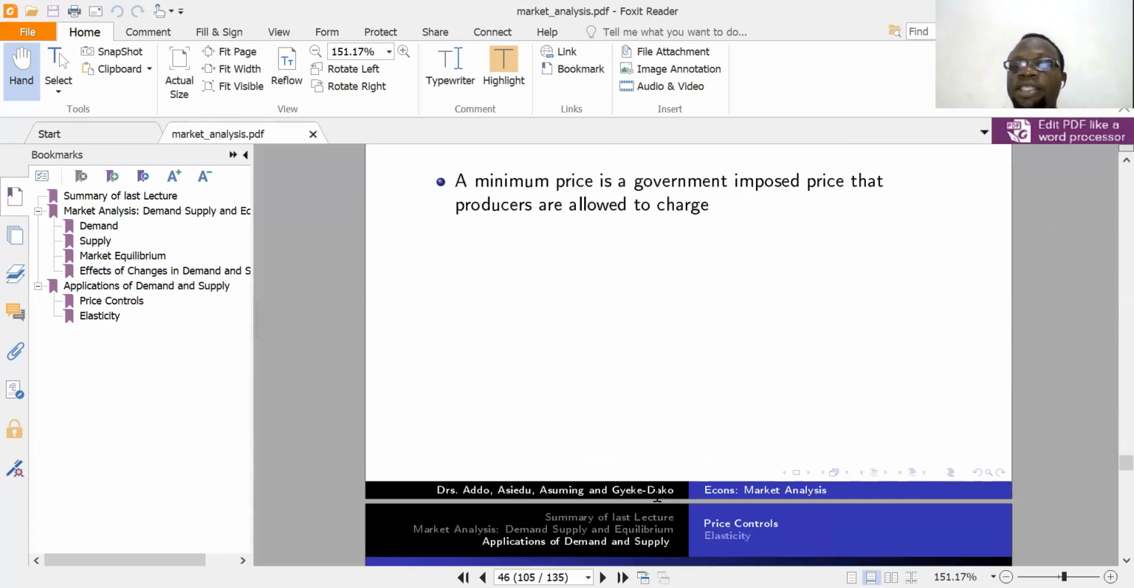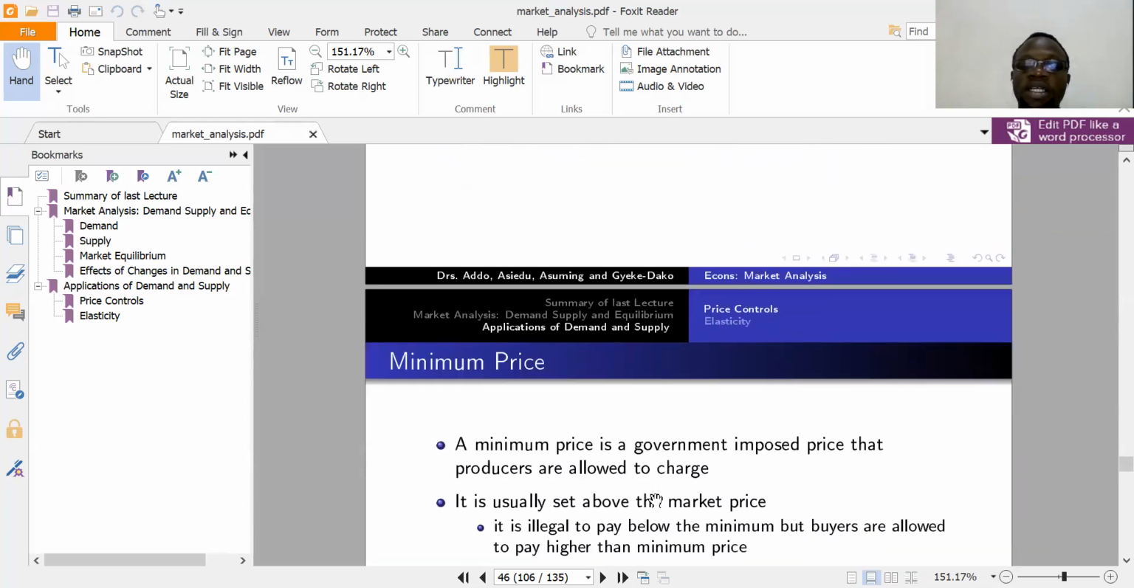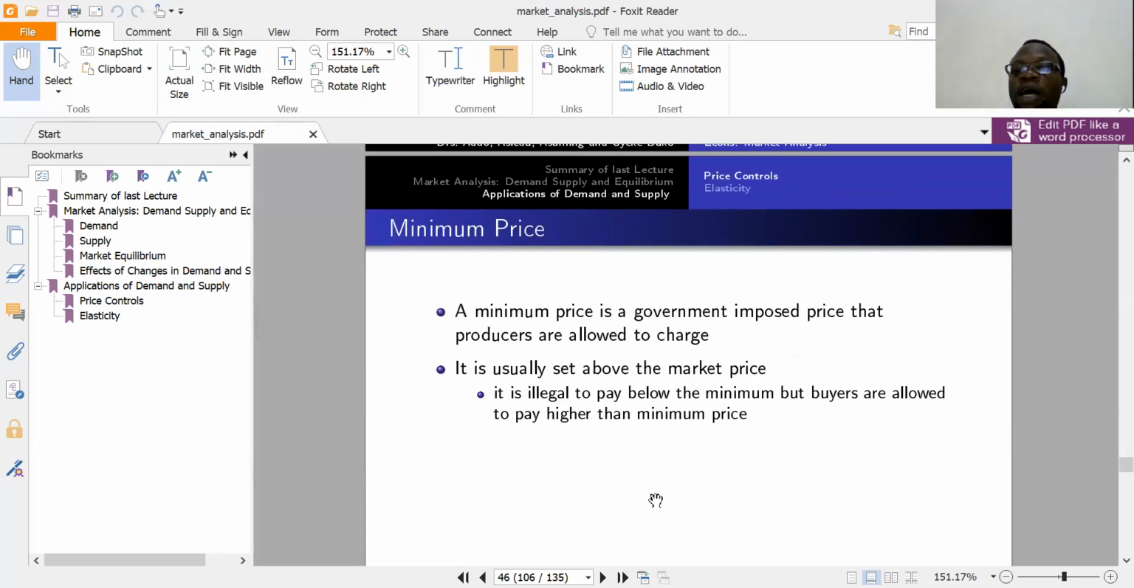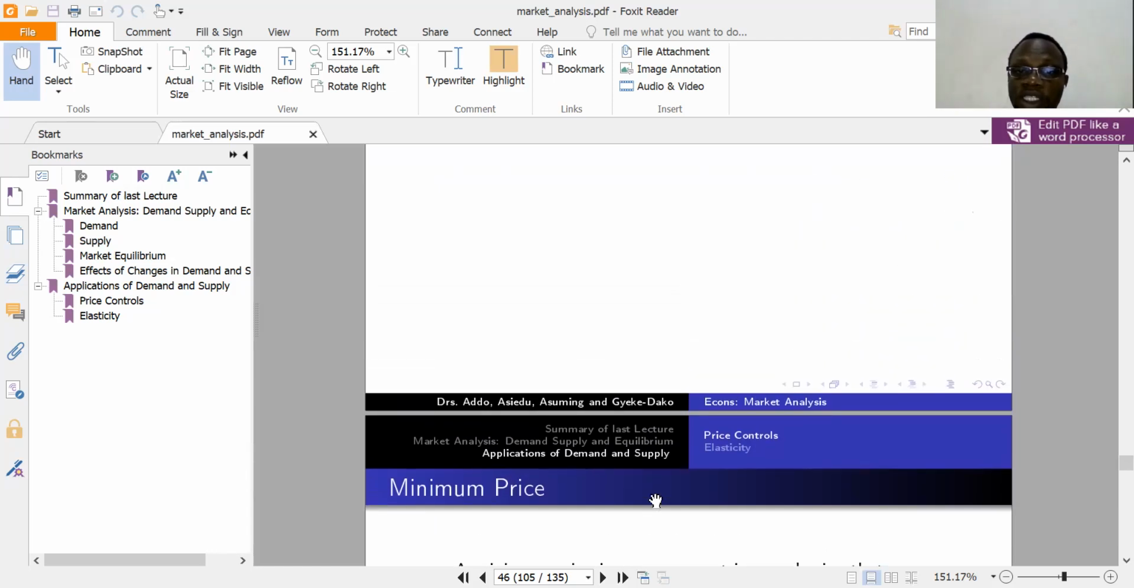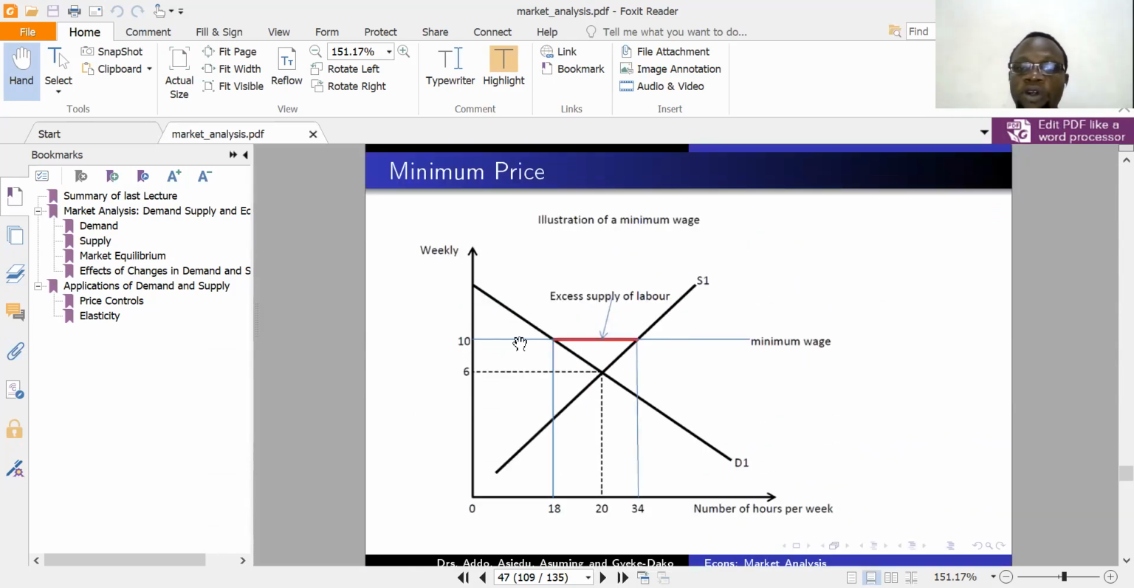The minimum price is a government imposed price that producers are allowed to charge. So that is the minimum price set above the equilibrium price, usually set above the market price, and it's illegal to pay below the minimum. Okay, so it's illegal to pay below the minimum, but buyers are allowed to pay higher than the minimum. If you set the price higher than equilibrium, what we are saying is that you can't pay below this price, but you can pay above the price. You are free to pay above.